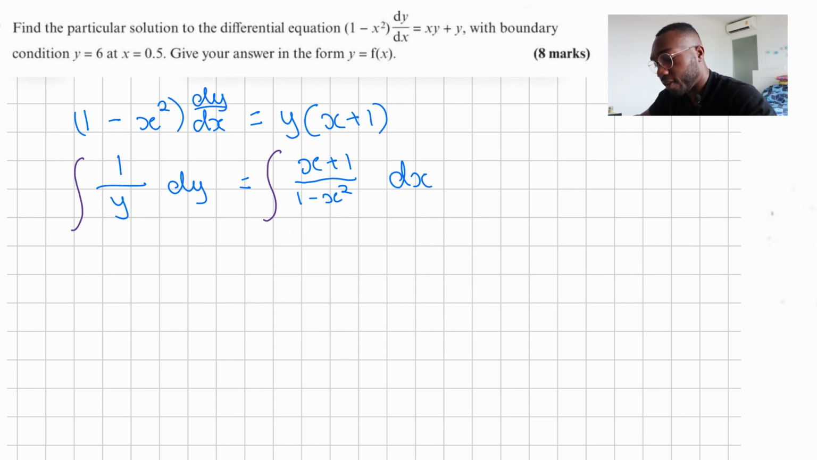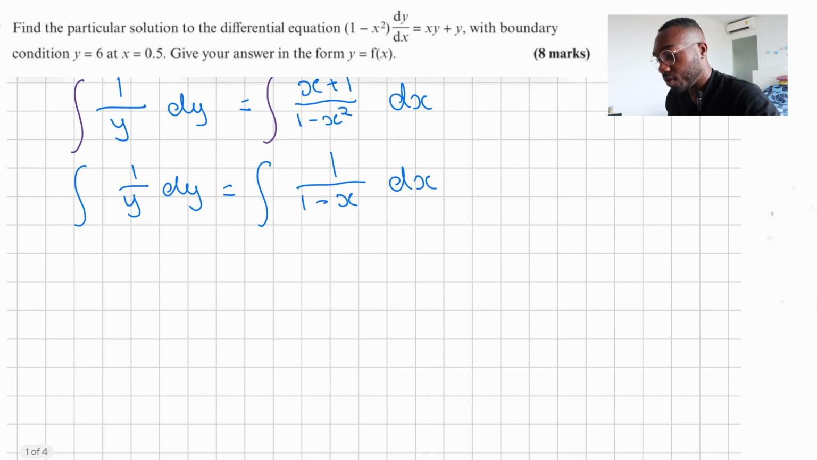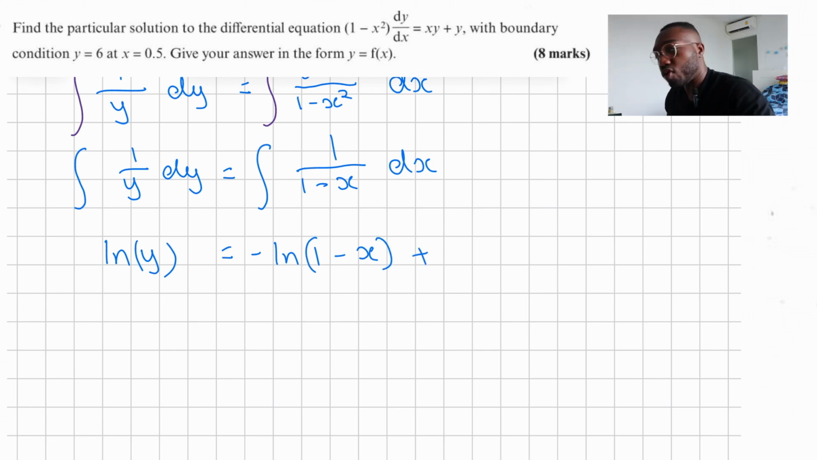So now that we know that, we can put 1/(1 − x) into that question. I'm going to rewrite this now as the integral of 1/y dy equals the integral of 1/(1 − x) dx. And now we need to integrate these two. If we do that, what do we get? We get ln y equals minus ln(1 − x), and then don't forget plus c. Again, you can put your constant wherever, it's up to you.